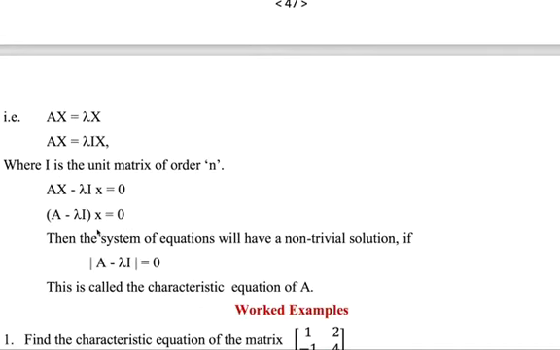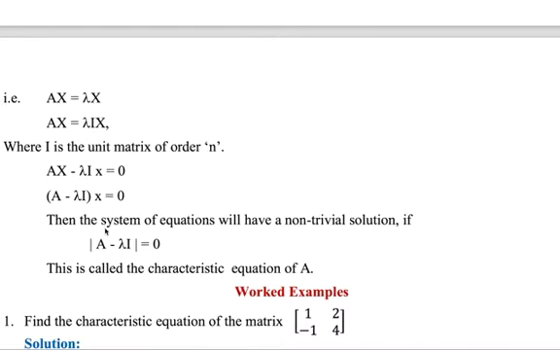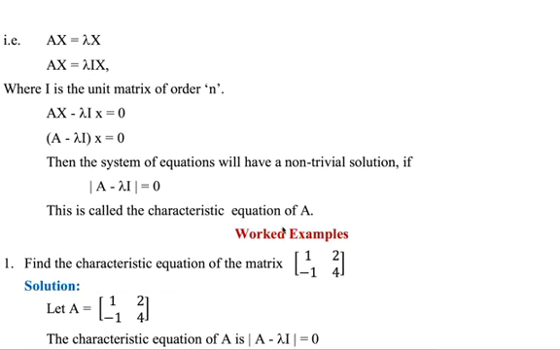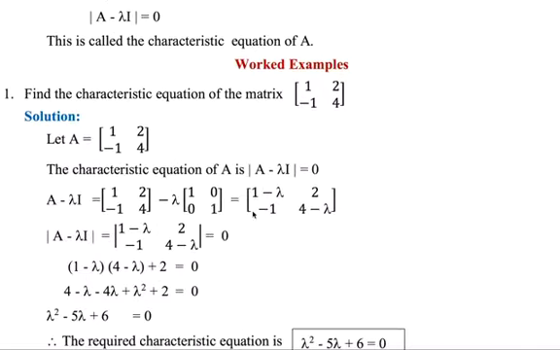So (A minus lambda I) x equal to 0, then the system of equations will have a non-trivial solution if determinant of A minus lambda I is equal to 0. This is called the characteristic equation of A.